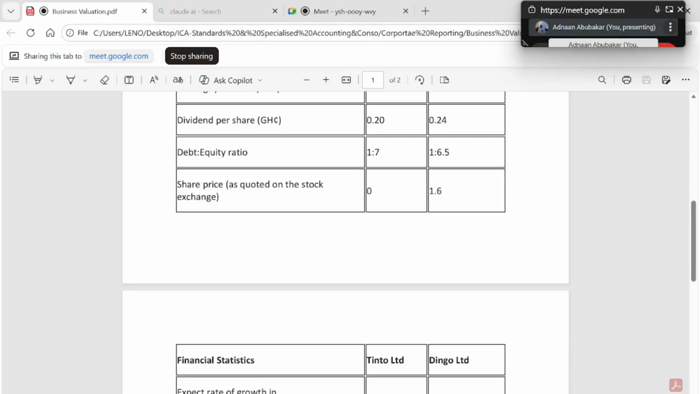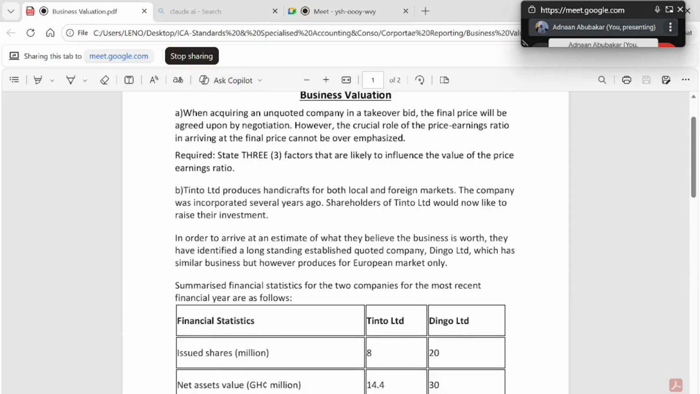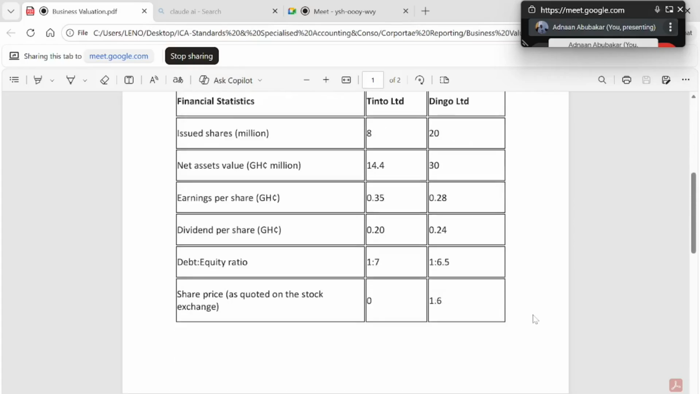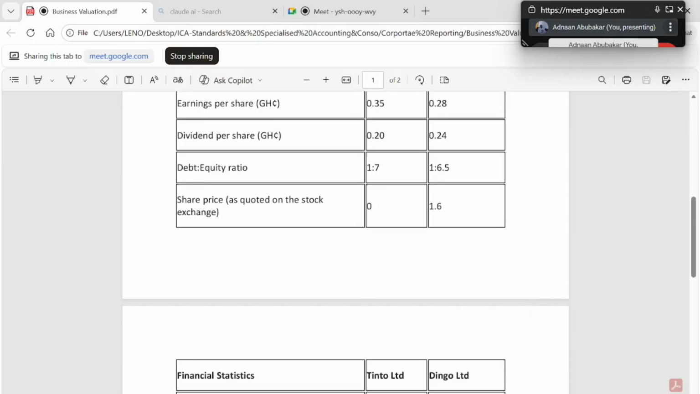So in the question, it means Dingo is the listed one. I've already told you. Tinto is unlisted. Dingo is the listed company. Now, when you look at this one, Tinto is unlisted, so we will not have the share price. You understand? But Dingo is already a listed company, so you will have it. Okay.